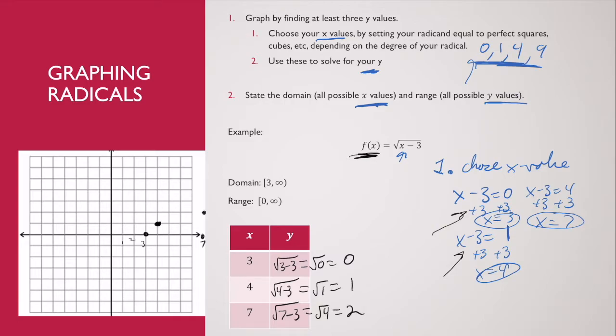So this is my function. My domain has been shifted to the right because my function starts when x is 3. So my domain goes from 3 to infinity, and my range goes from 0 to infinity.